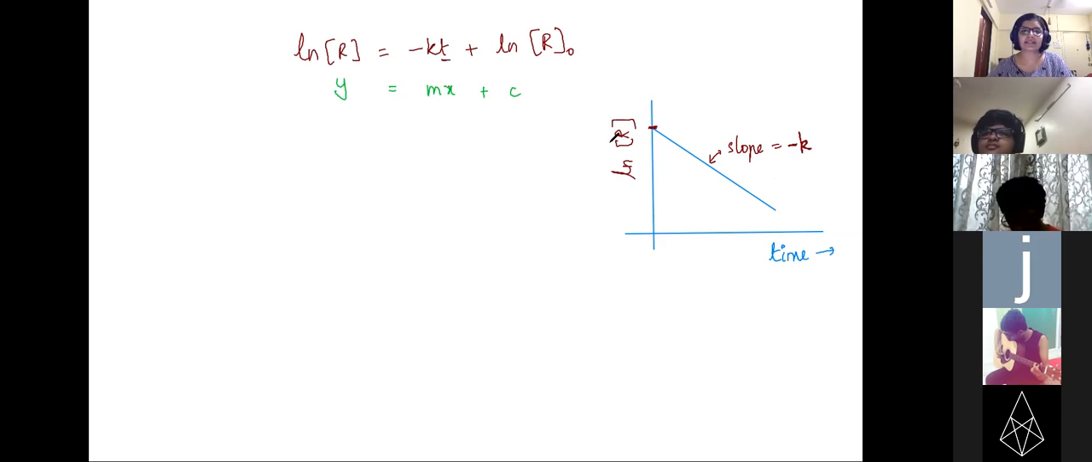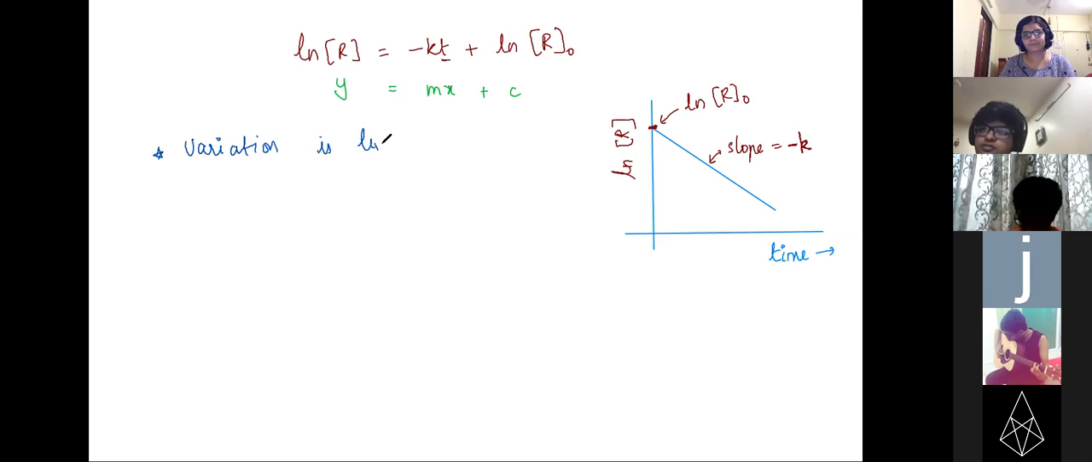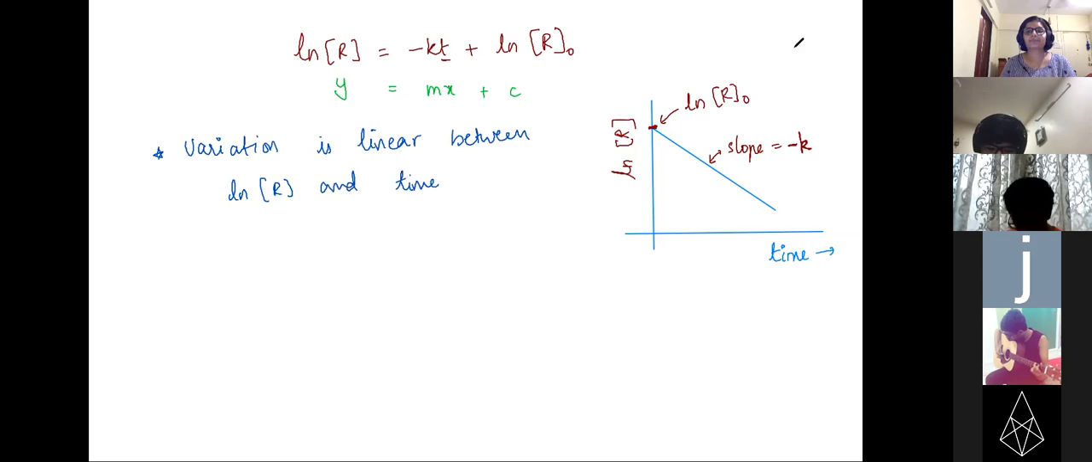So this is an important point. The y-intercept is going to be what? This point? Ln of R naught, the ln of the initial concentration. So just note this down, important points. The variation is linear between ln R and time. This is one thing you need to be careful of.